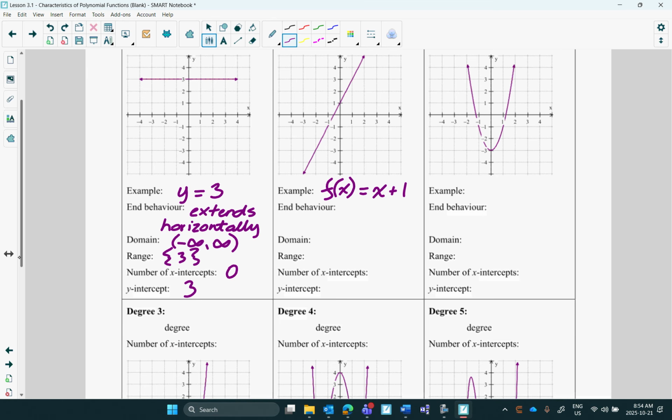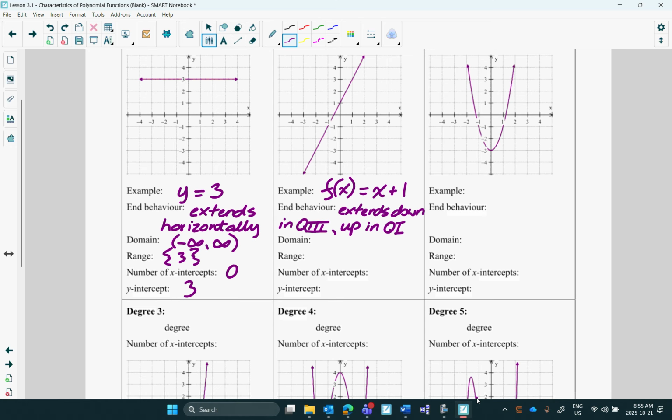Now, for the end behavior with these ones, this is how we say. First of all, look at the left side. It extends down into which quadrant? 3. And then on the other side, the right side, in this case, it extends up into quadrant 1. So that's how we talk about the end behavior. Is it going up or down, and which quadrant?